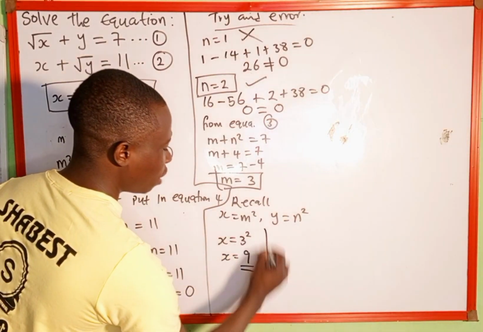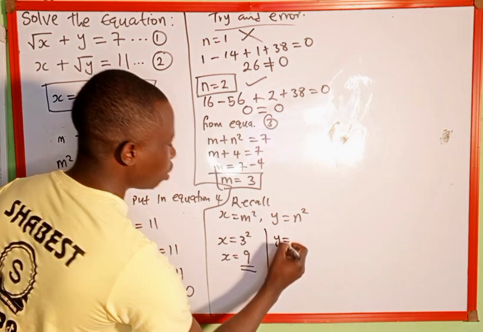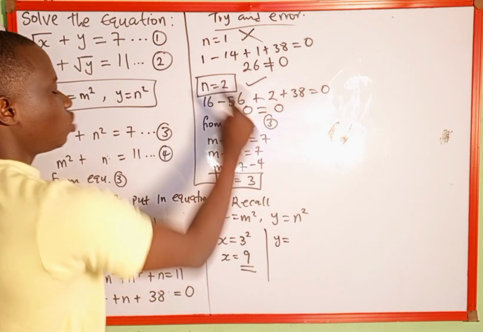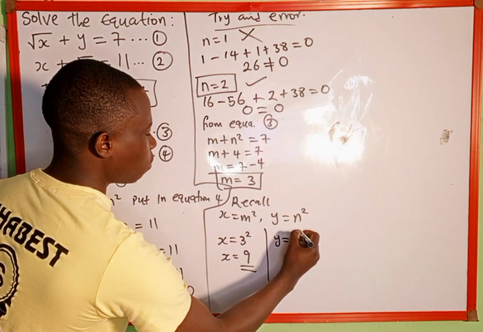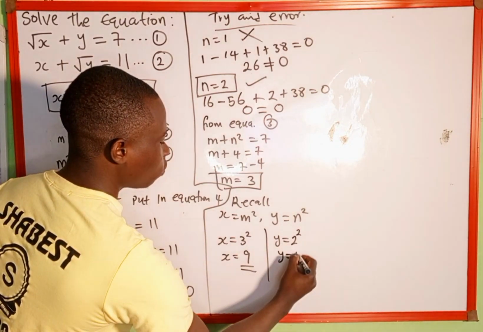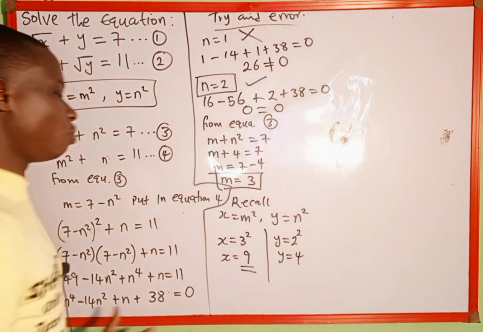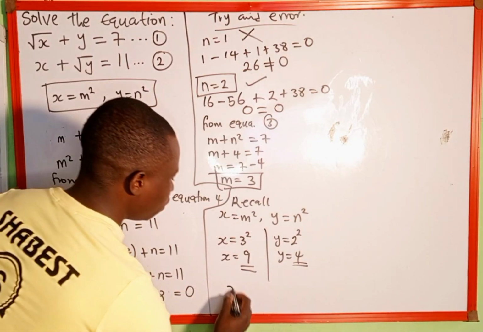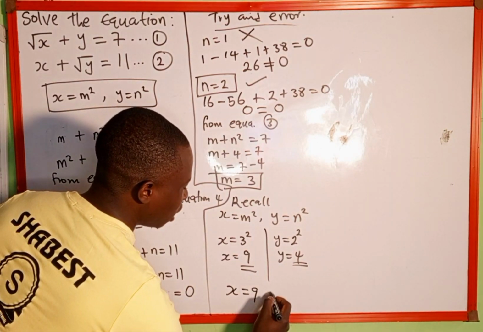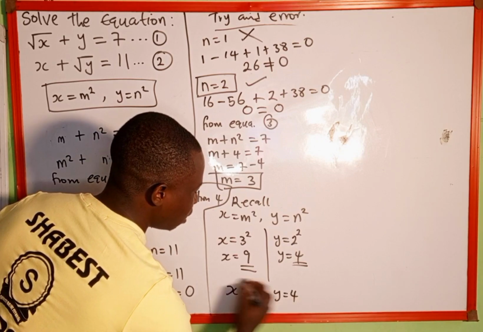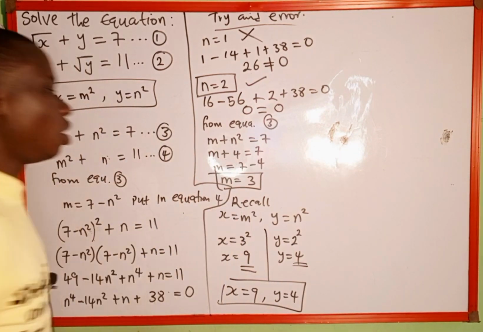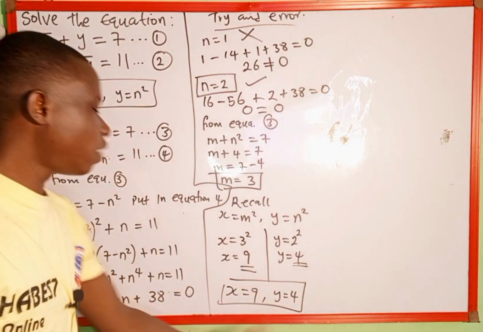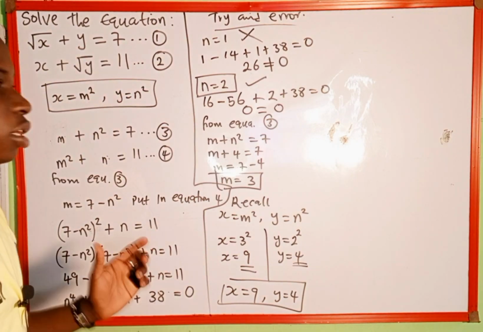Now let's solve for the value of y here. So y is equal to, what is n? We solved n to be 2. So this is going to be 2 to the power 2. So y will be equal to 4. 2 raised to the power of 2, meaning 2 multiplied by 2, is going to be equal to 4. Therefore, the value of x is equal to 9 and the value of y is the same as 4 from this equation. But let's check whether these two values satisfy the original equation.